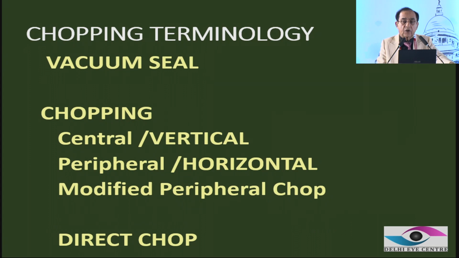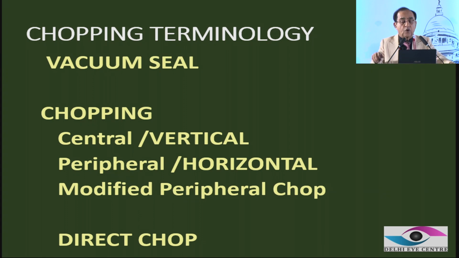When we are talking of chopping, we need to understand one term which we call a vacuum seal. That means you bury the tip of the phaco machine into the nucleus, build up the vacuum and hold the nucleus on the tip by creating a vacuum seal, and then you can make a central chop.